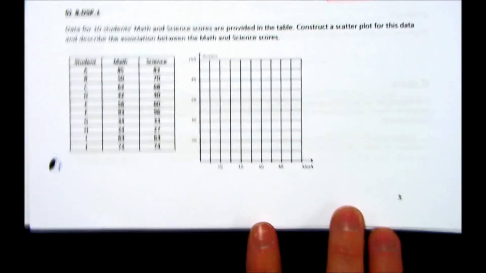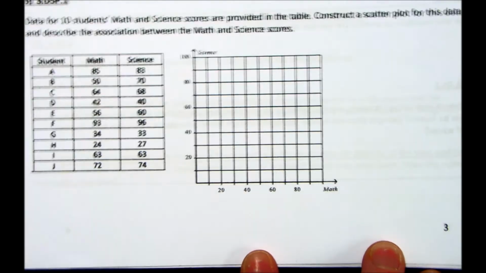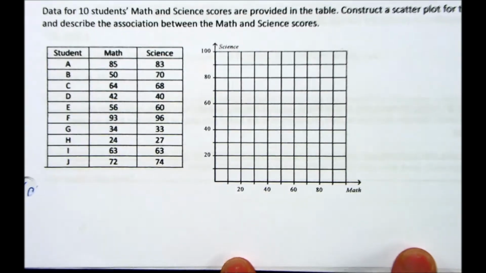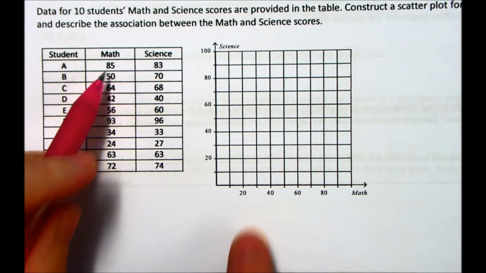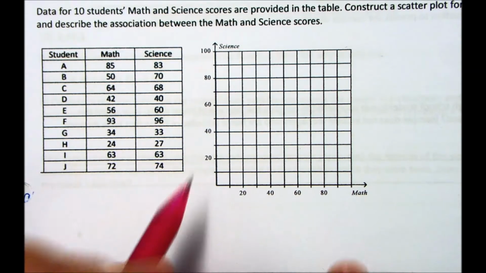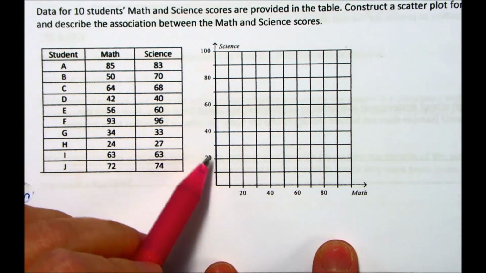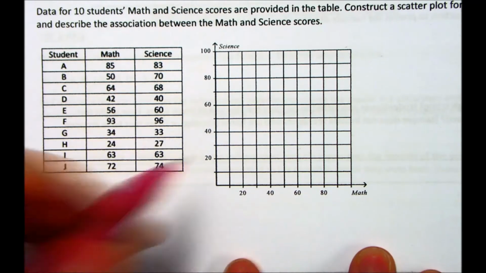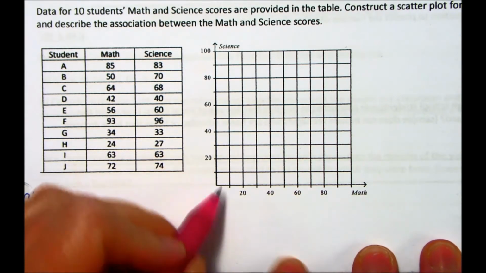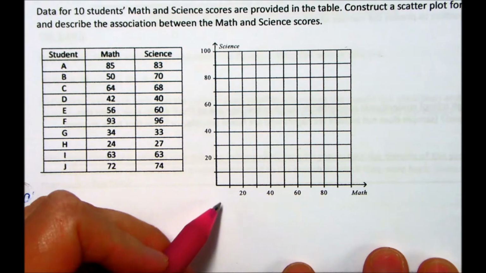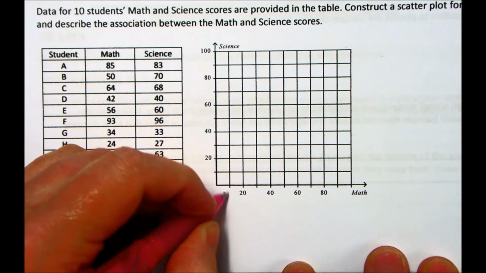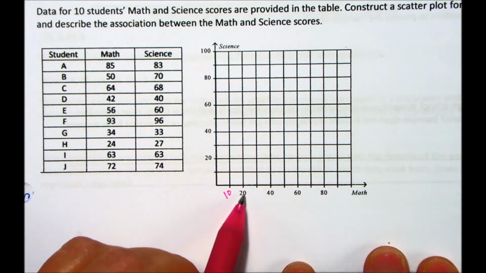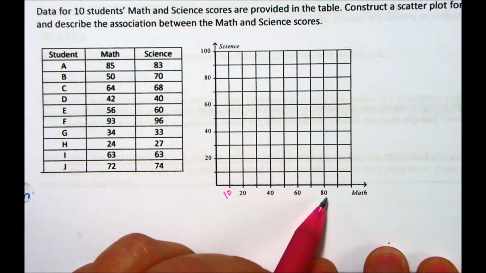So let's zoom in a little bit so we can see our graph better, and I'm going to try to be as precise as possible. The math scores are on the x-axis, the science scores are on the y-axis. Before I begin, I should probably look at what my intervals are. If this is 20, that means that this is 10. So basically, every line is increasing by 10.